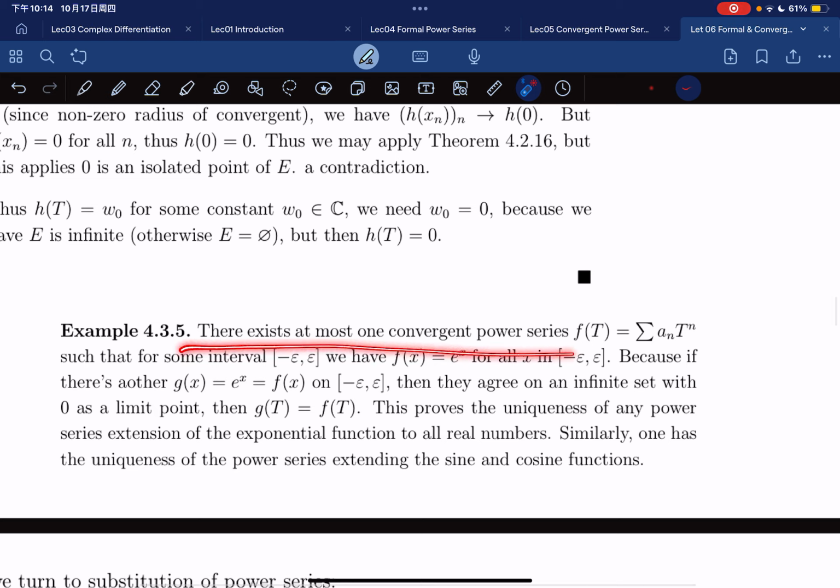There exists at most one convergent power series such that, for some interval, it is equal to e to the x for all x in this interval. What we say here is that if it exists, it must be unique, but we haven't proved the existence yet, okay? Because if there's another g(x), f(x), they are equal on this interval, they're agreeing on an infinite set with 0 as a limit point, right? So by the result we've established, g must be equal to f, okay?